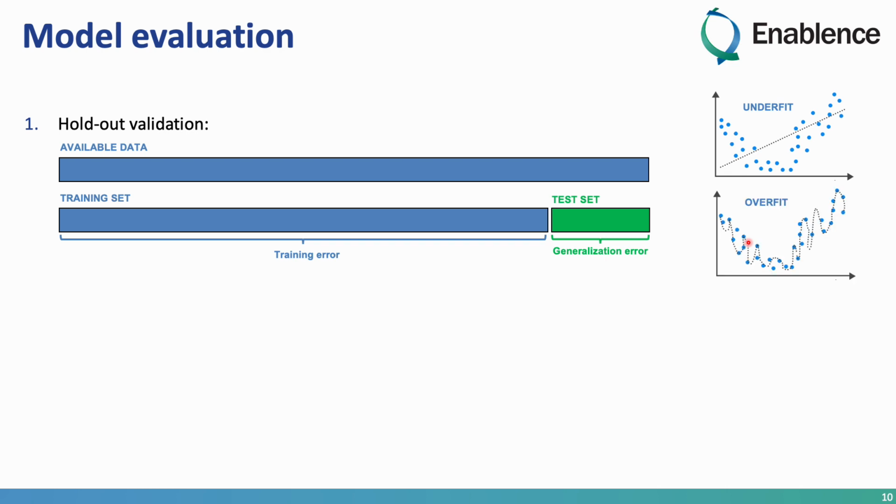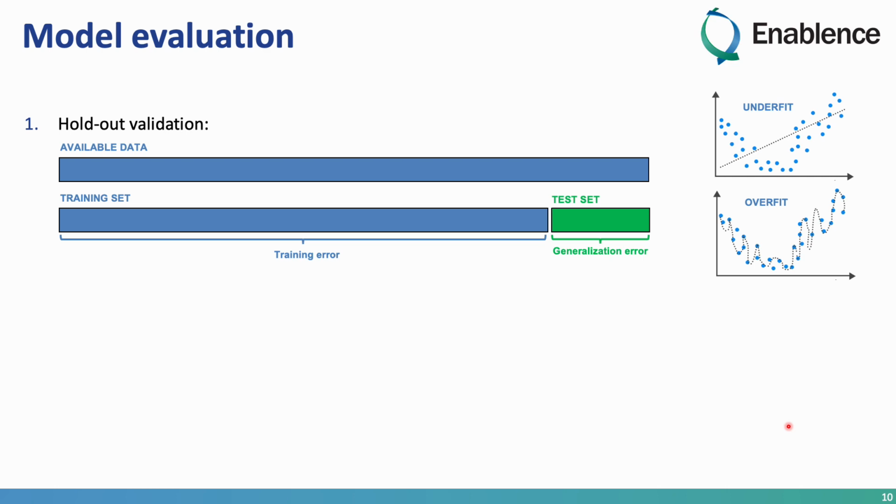Now the second case is when we have a low training error. In other words, during training everything looks great, but the moment we expose the model to instances within a test set, so cases that it hasn't seen before, the generalization error is high. And that is an indication of overfitting.